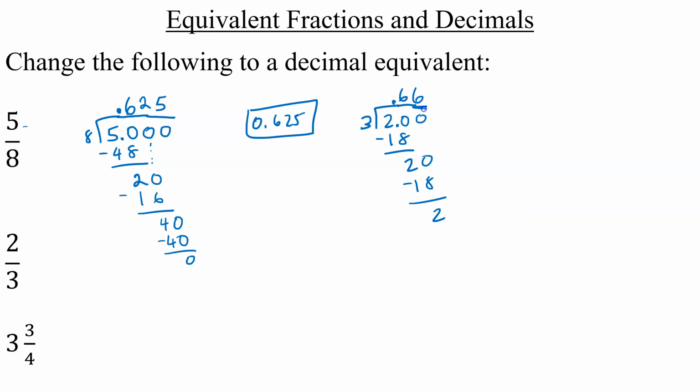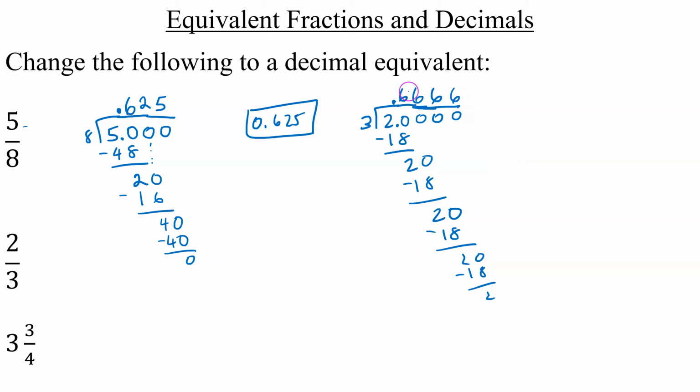You can see a pattern starting to emerge here. That's going to go in 6 times. We have 18. We'll just do it one more time. 3 is going to go into 20 6 times. And so on and so on and so on. It goes on forever. So what we have here is a repeating decimal.